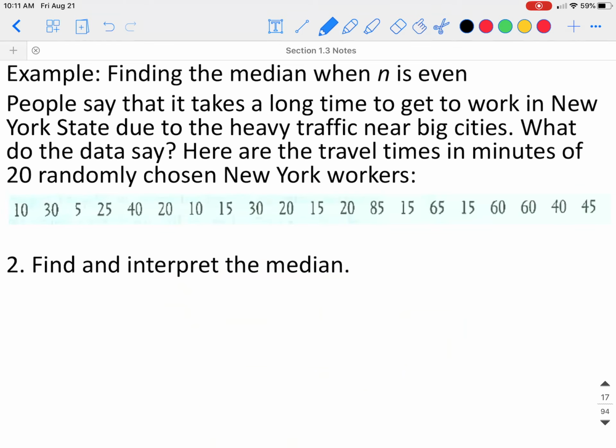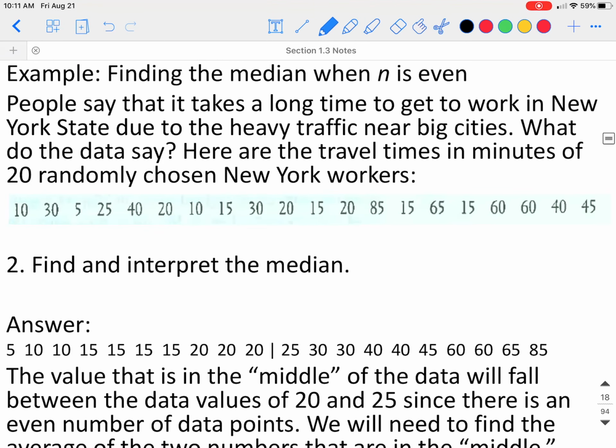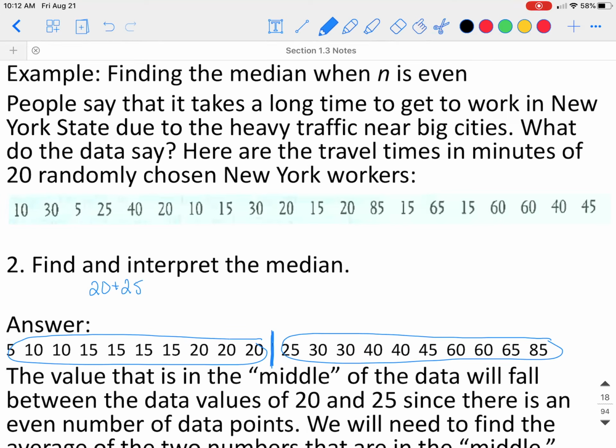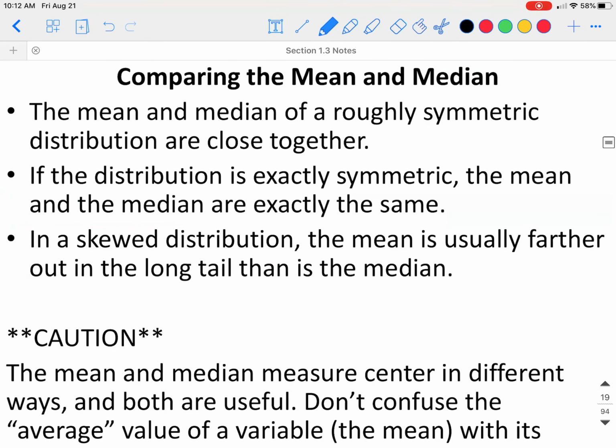We need to find and interpret the median. So to do this, the first thing you would need to do is put, again, the values in order from smallest to largest. Because there are 20 data values, we know 20 divided by 2 is exactly 10. So we need to have 10 data values to the left and 10 data values to the right. We need to find the one in between there, so we need to find the value between the 10th and 11th. Since the 10th data value is 20 and the 11th data value is 25, we would add those two values together and divide by 2, and we would get a median of 22.5 minutes.